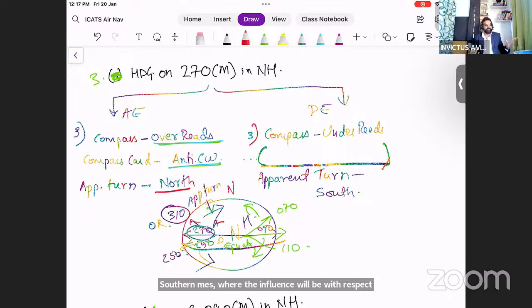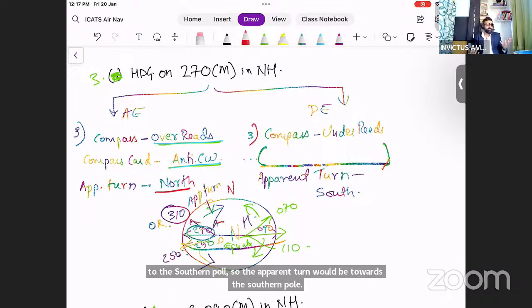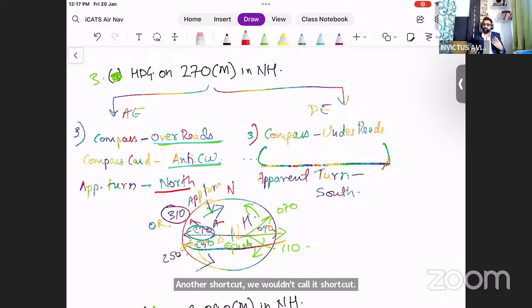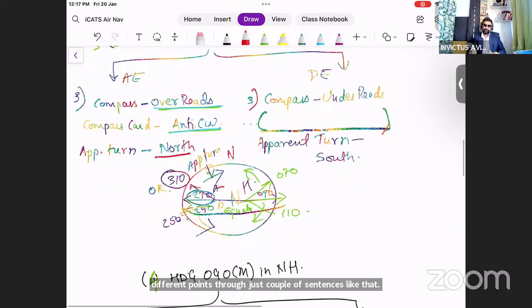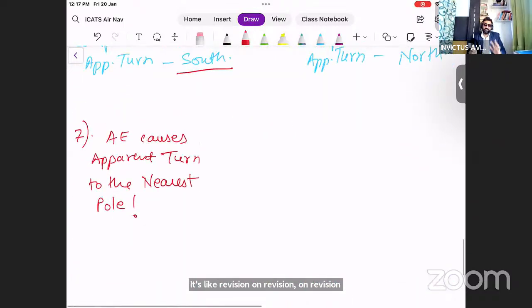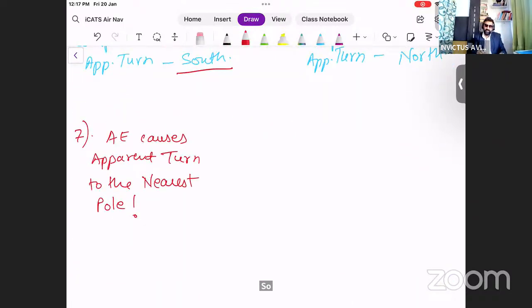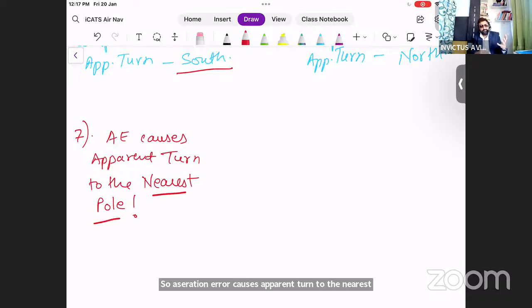Another shortcut. We won't call it a shortcut. We would just say these are better ways to memorize 16 different points through just a couple of sentences. It's like revision on revision on revision. So acceleration error causes apparent turn to the nearest pole. In the southern hemisphere, acceleration error will give me an apparent turn to the south. In the northern hemisphere, the acceleration error would give me an apparent turn to the north.